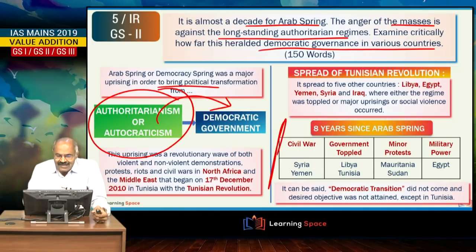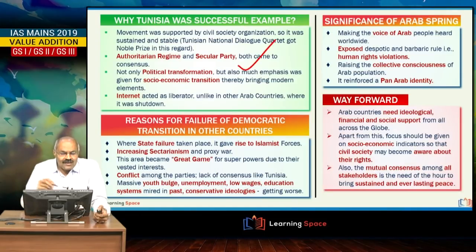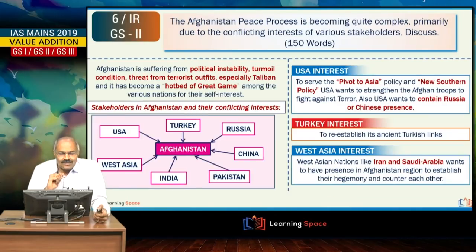And 8 to 9 years after Arab Spring, what is the present situation? Civil war in two countries, governments toppled, and of course the chaos is still continuing in Libya, then minor protests in some countries. Again, Sudan is now into problems. Egypt, military taken over after the toppling of the incumbent regime. So therefore, democratic transition has not happened except in Tunisia. You can cite the example of Tunisia, and you can also quote what are the reasons for failure of democratic transition in other countries. What is the way forward? Right, friends? These are the important issues. Please don't forget. Look at the next question.